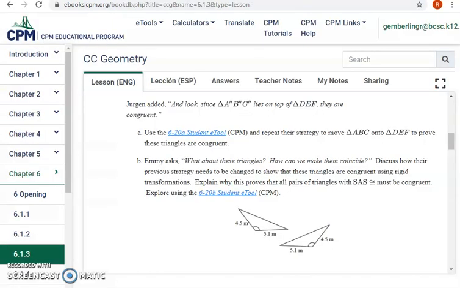So the second part of the problem says, Emma asks, what about these triangles? How can we make them coincide? Discuss any previous strategy, explaining why this proves that the pair of triangles will be congruent using side-angle-side. So most of you are close to somebody in class. If you can have a real quick discussion about how you would prove that these two triangles really are congruent, what would be those rigid transformations that you would be using, and then we'll have a discussion in about 90 seconds. So William, what transformations would you use here to prove these triangles are congruent?